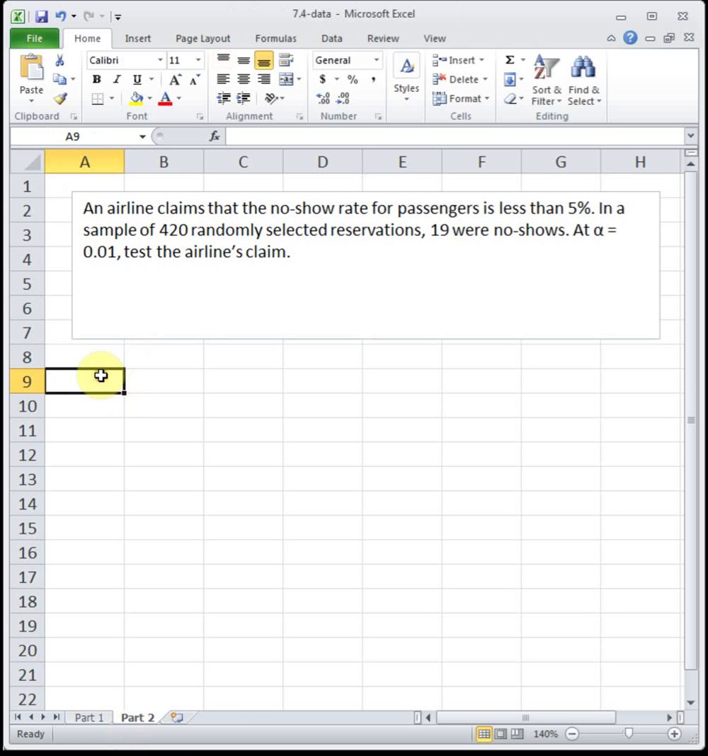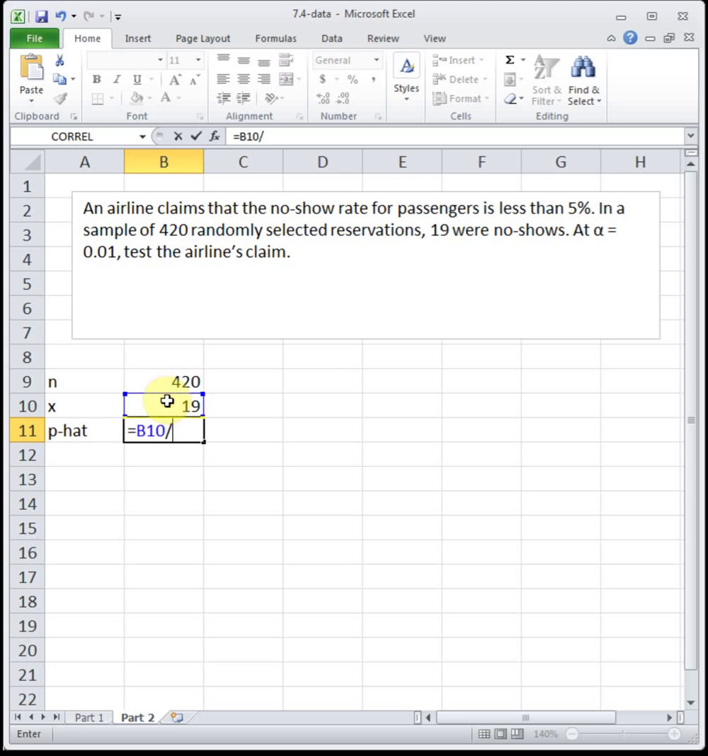All right, one more. So it says, an airline claims that the no-show rate for passengers is less than 5%. In a sample of 420 randomly selected reservations, 19 were no-shows. At alpha equals 0.01, test the airline's claim. All right, so our sample size, 420. Our success is actually a no-show, so it's not really a positive success, but that's what we're considering to be a success. So our p hat is the 19 over 420.